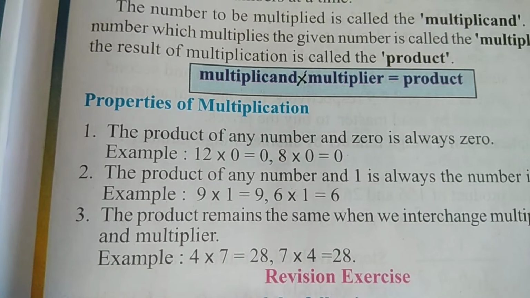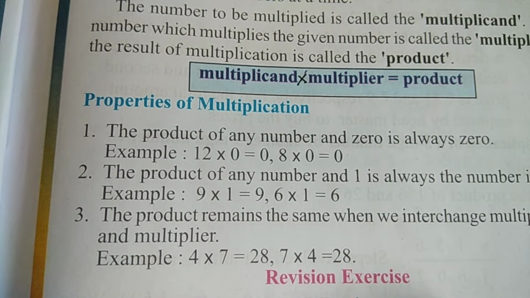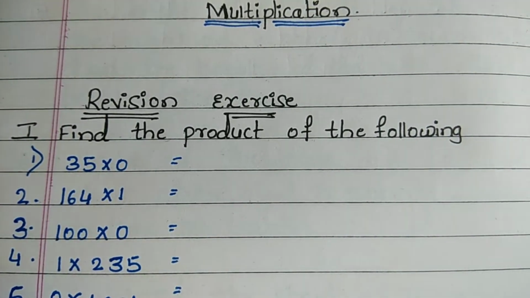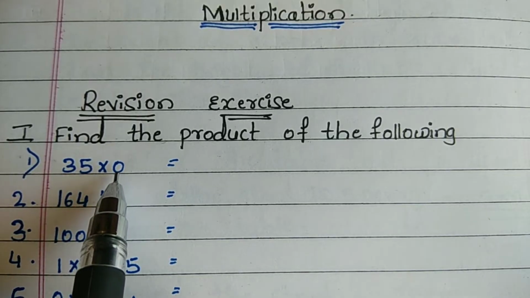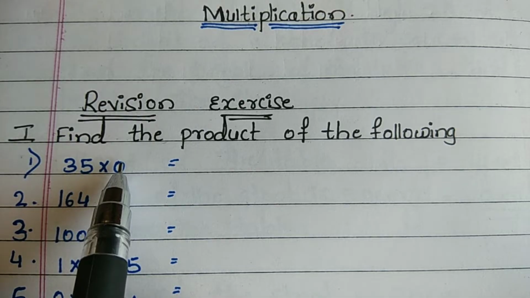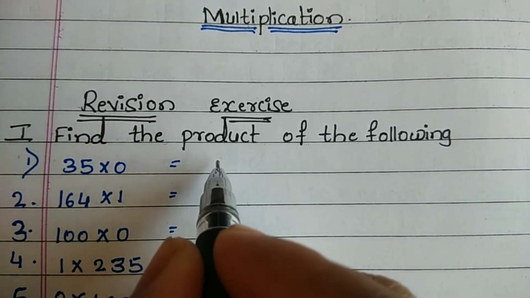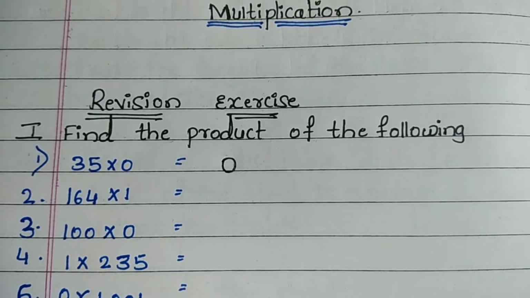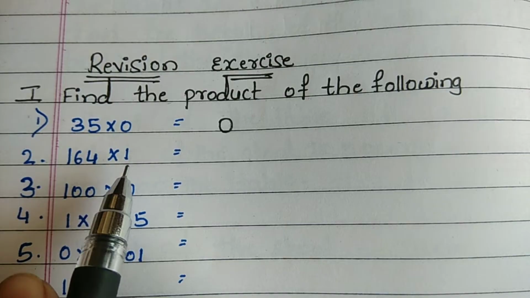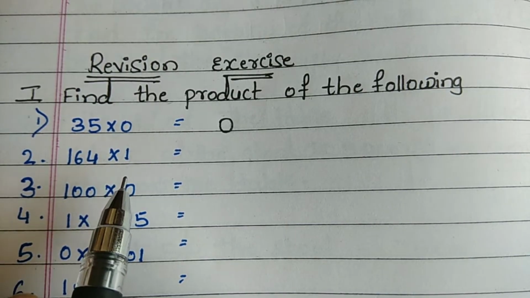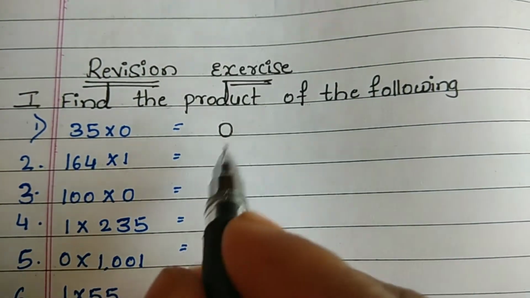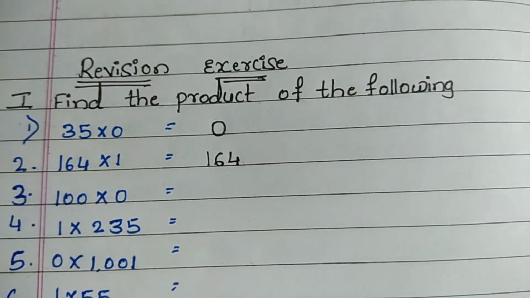Now, the first one is the revision exercise. First, find the product of the following. See, 35 into 0. The first property tells us the product of any number and 0 is always 0. So the answer is 0. Next, 164 into 1. The second property says the product of any number and 1 is always the number itself. So 164 into 1 is 164.